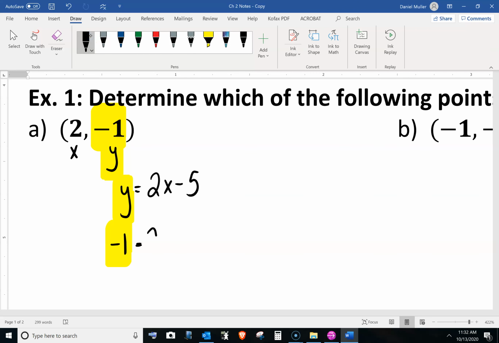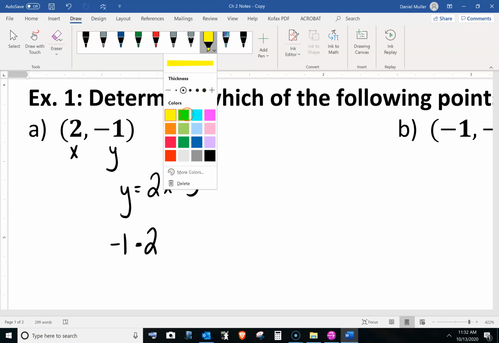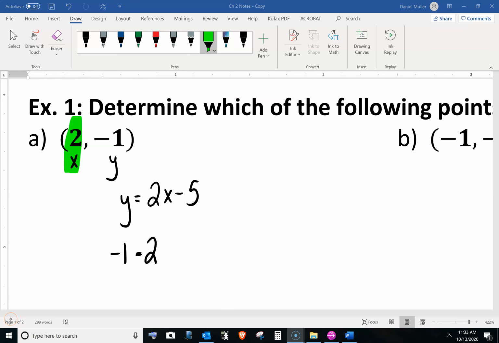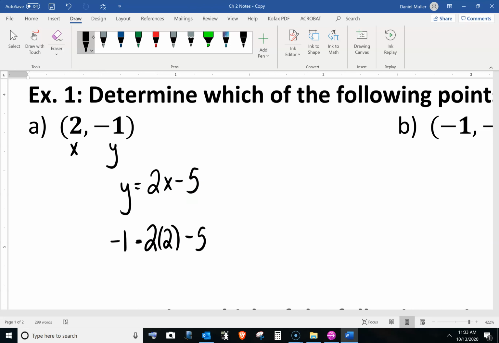And then we've got a 2x minus 5. So the x in this case will be our 2 right there, and that is our x. So in our x, we're going to have to put a 2. This is 2 times x, so I have to put a bracket, 2 times 2 minus 5. All I did was take whatever our x value was and plug it into the equation, which you should know how to do before.